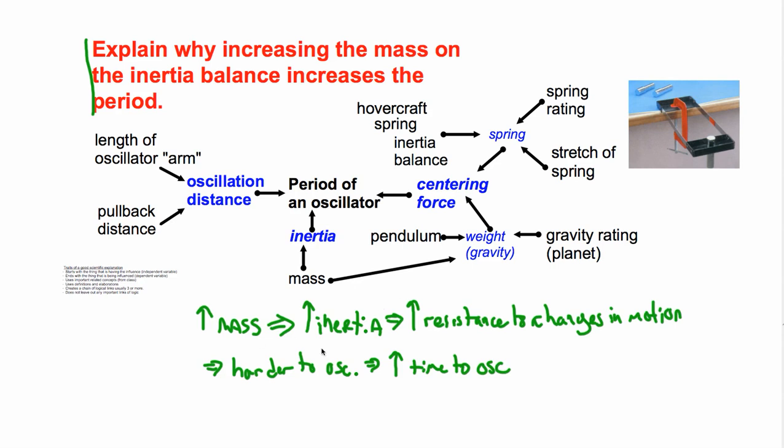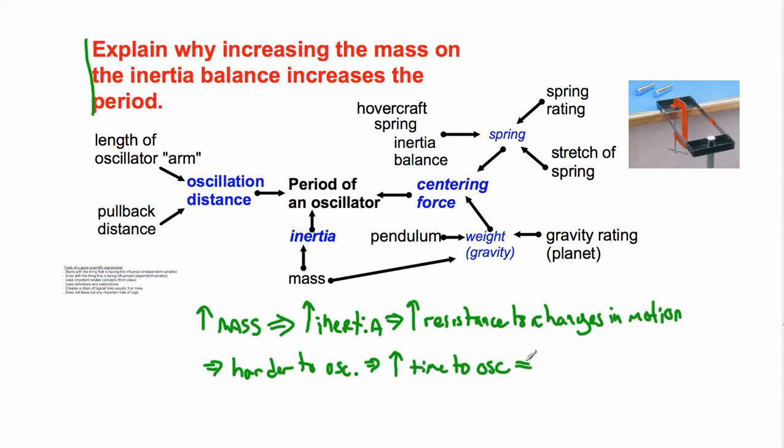Alright, so in the previous segment we had written this explanation. We said more mass causes there to be more inertia. More inertia is more resistance to changes in motion. That's the definition there of inertia. More resistance to changes in motion makes it harder to oscillate. There's an elaboration. Harder to oscillate means it's going to take more time to oscillate.